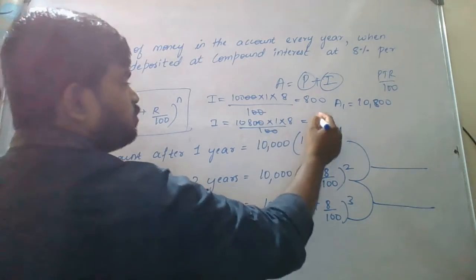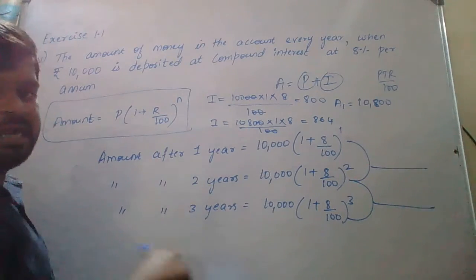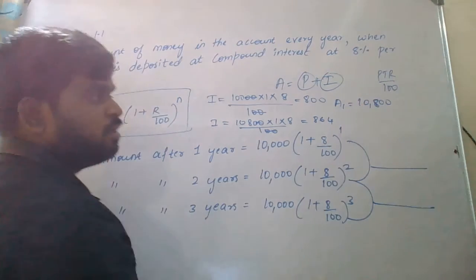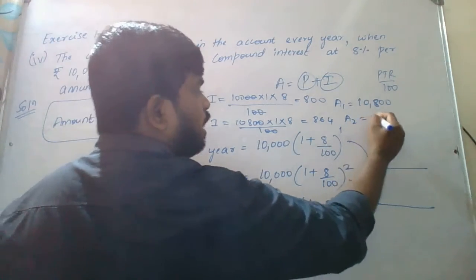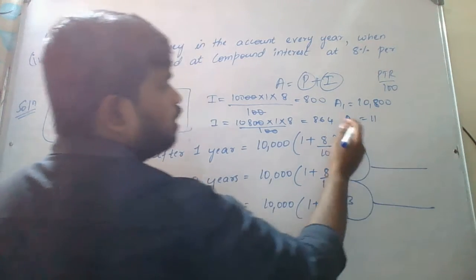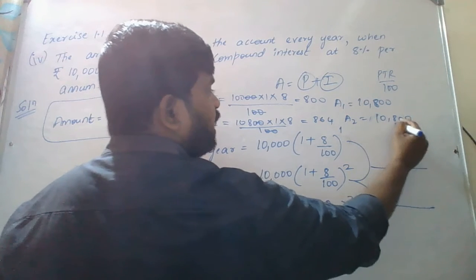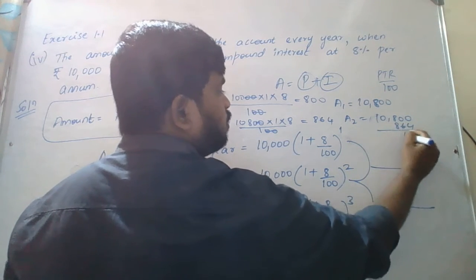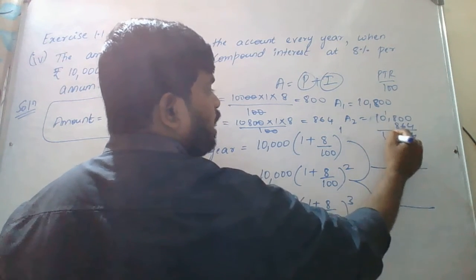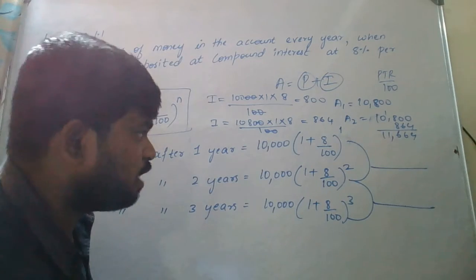6 8s are 48. So you get 864. Add it with the principal. This is your principal, so it will become 10,800. Let's add it: 10,800 plus 864. So it's going to be 11,664. That will be the amount.